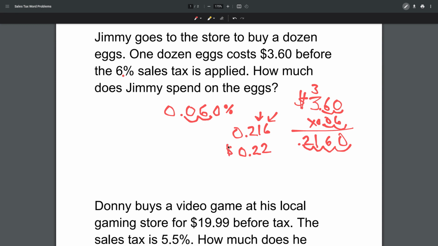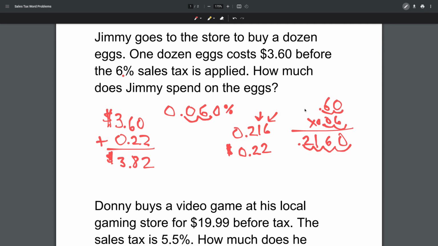So what is the total? Well, the total is going to be the 3.60 plus the tax. And I'm going to show you this way, and then right after we're going to do what I think is an easier way. So 3.60 plus the 22 cents tax. So 0 plus 2 is 2, 6 plus 2 is 8, and 3 plus 0 is 3. So we get $3.82 to the nearest penny. Now that's one way to do it. Calculate the amount in tax and then add it to the original.